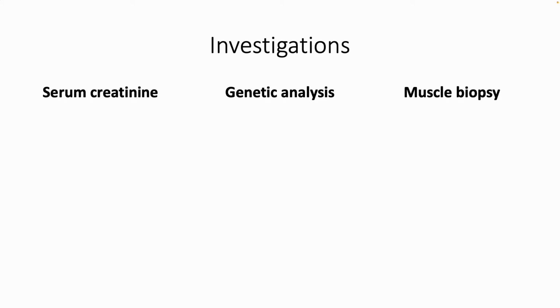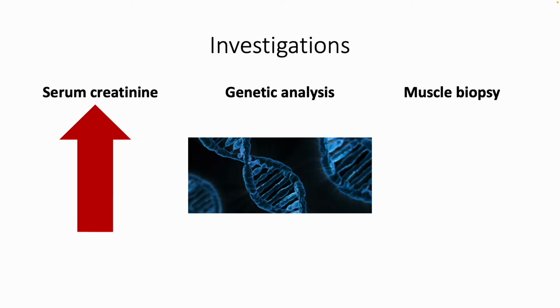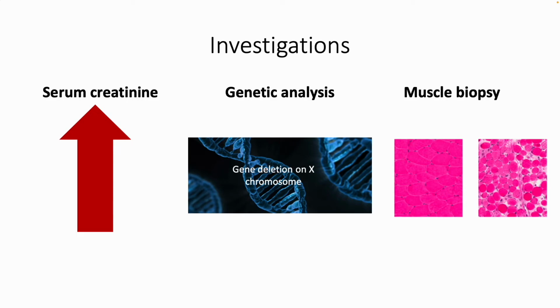There's 3 key investigations that I would like to discuss. Firstly, the serum creatinine will be extremely raised, and I mean 50 to 100 times of the base level. Next, you can do something called genetic analysis, and you can find something like a gene deletion on the X chromosome, which would be the most prominent one, but you can also look for point mutations. And then lastly, if you're unsure with the genetic analysis, you can also perform a muscle biopsy, which will show an absence of dystrophin and show extensive replacement of muscle fibers by fat tissue, as you can see in this diagram.